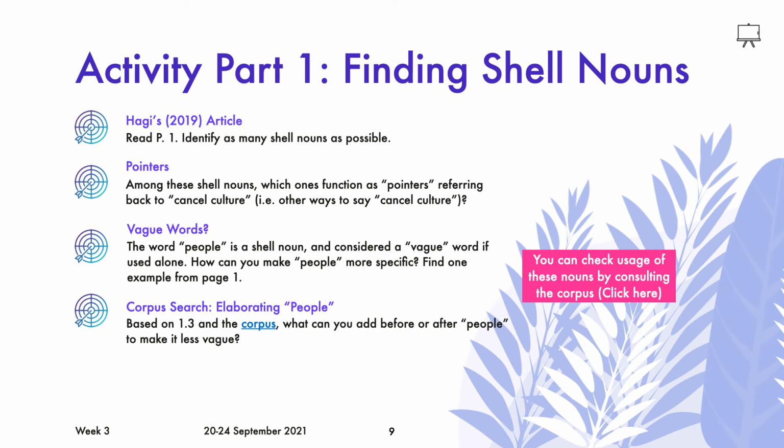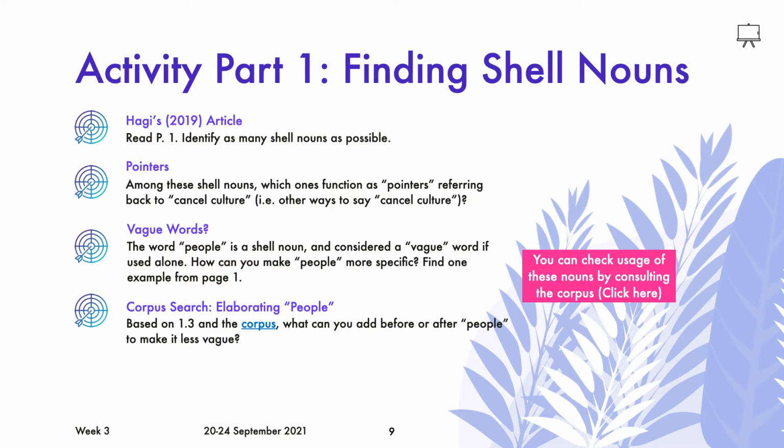So after briefly talking about shell nouns, you may want to go over activity part 1, finding shell nouns. First, you may want to read Hagi's article again, but focus just on page 1, and highlight as many shell nouns as you can find. Second, among these shell nouns, which ones function as pointers referring back to the idea of cancel culture, which means other ways to say cancel culture.